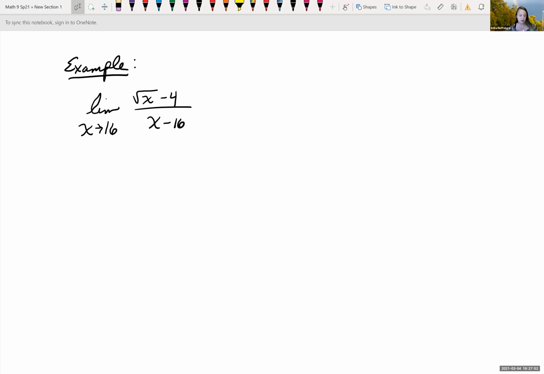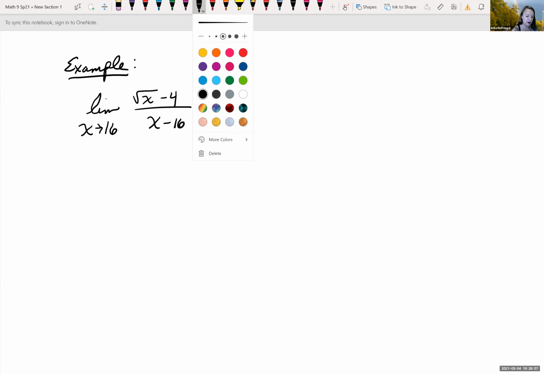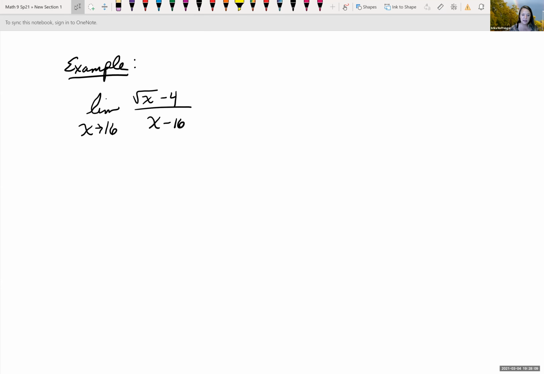Okay, so this is another limit that you might get where you get an indeterminate form. So notice this limit as x approaches 16. If we plug in 16 wherever we see an x, we get the square root of 16, which is 4, minus that 4 in our numerator, which is 0. And then plugging in 16 in the denominator, we get 16 minus 16, which is also 0. So indeterminate form doesn't tell me anything.